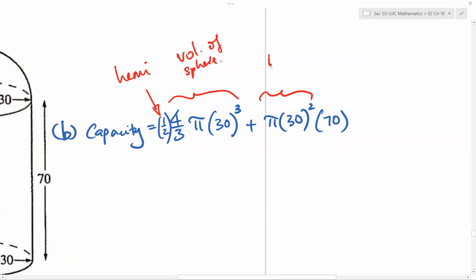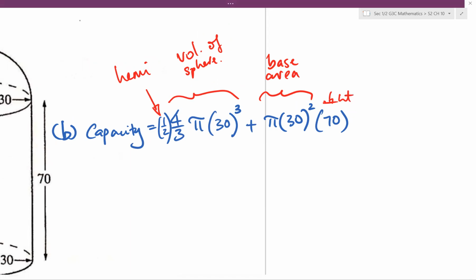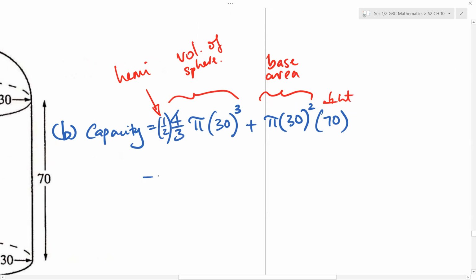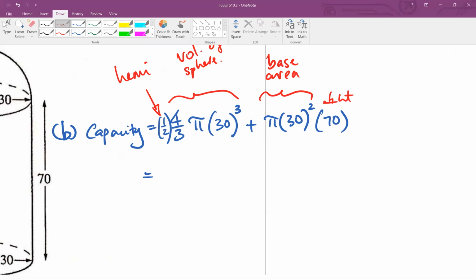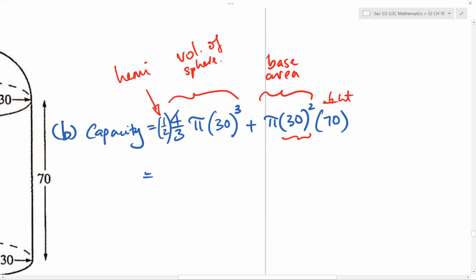Base. Missing one keyword. Base area. Okay. Then this will be our perpendicular height. Okay, very good. So now we've got a capacity. The units over here will be in cubic centimeters. Okay. By the way, just to show you, same argument. 30 over here, when you square it, you get square centimeters. Then this is 70 in cm. When you multiply them, you will get cubic centimeters.